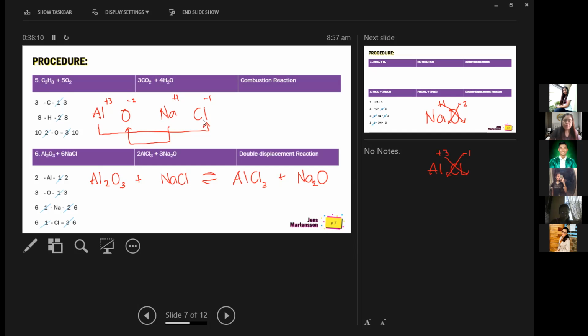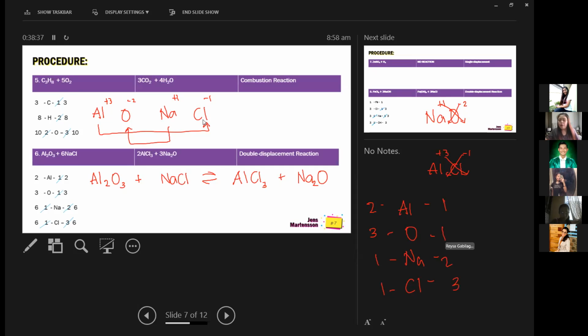The next step will be the balancing. So you have Al, O, Na, and Cl. Let's see if tama yung answers ng ating reporters. Al will be 2, oxygen 3, Na 1, Cl 1. On the other side, Al is 1, Cl is 3, sodium 2, and oxygen is 1.